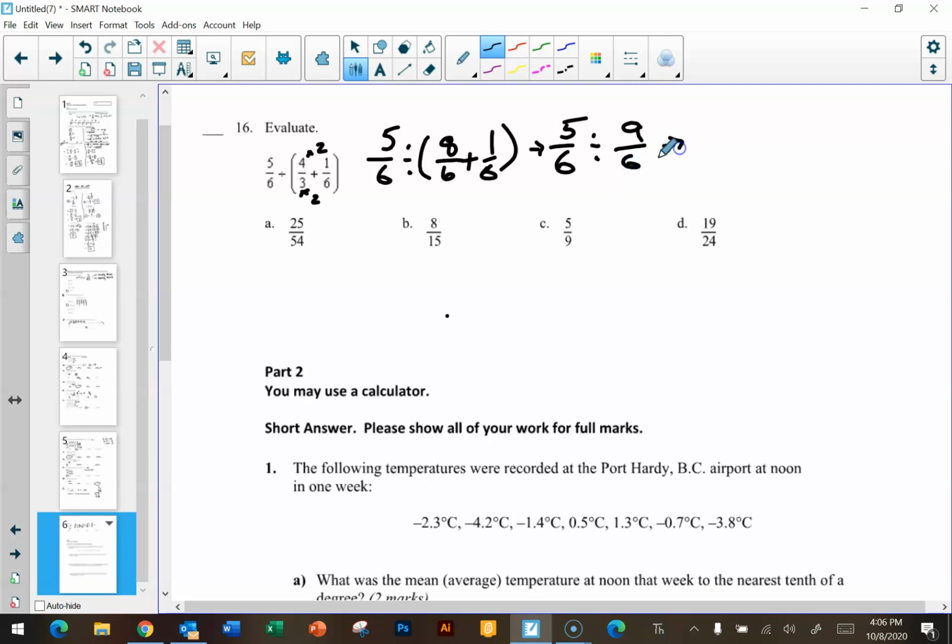Okay, now we know for division we've got to flip if we're doing fractions. So it's 5 over 6 times, flip this one, 6 over 9. Let's cancel. Okay, it's multiplication, so we can cancel tops and bottoms. 6 and 6 clearly both divide out into 1 and 1, which leaves us with 5 times 1 is 5, and 1 times 9 is 9. 5 over 9, that is C.